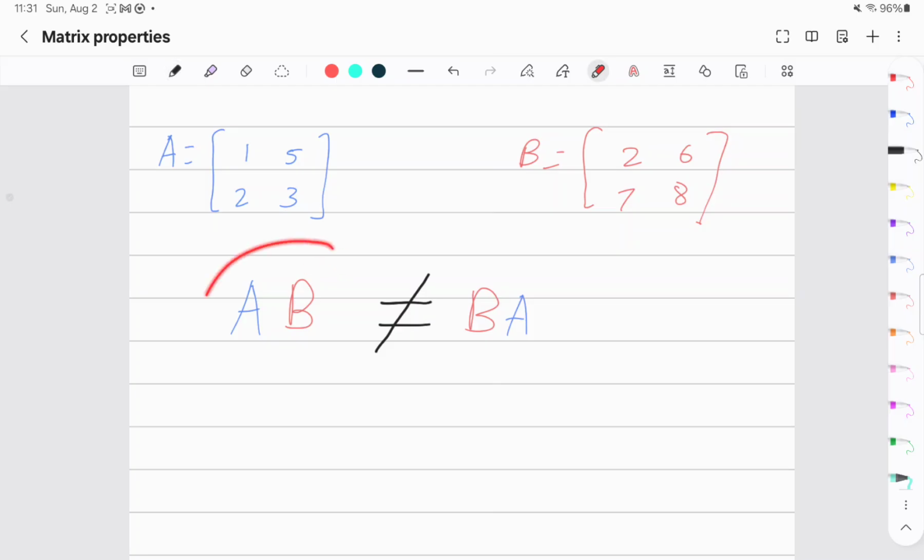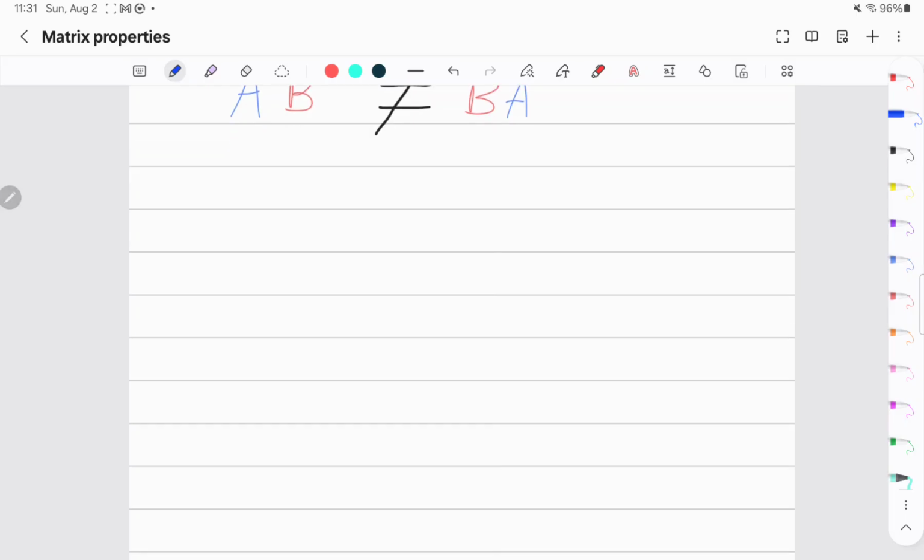Just like over here, you see how AB and BA, if you multiply them together, you will definitely get a different result. So today I'll teach you the most important matrix properties you need to know for your assignments and exams, because they are kind of basic, but you do need to know them while solving problems.